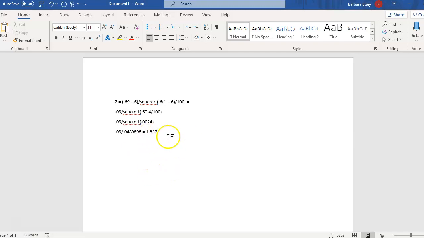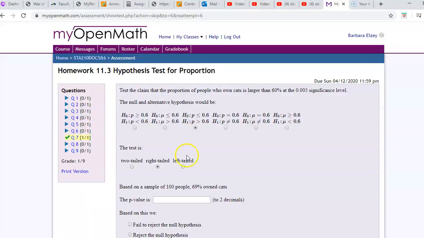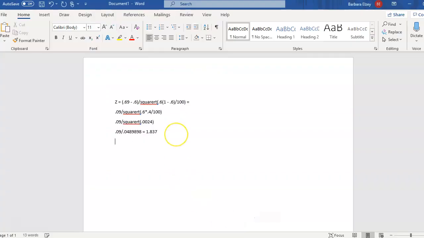Okay. Now that we've got that for Z, we're going to go ahead and look it up in Excel. Now let's remember that this was a right-tailed test. Remember from the problem that we had a greater than for our alternate, so it's right-tailed. And with a right-tailed test, we always subtract what we get out of Excel from 1 in order to get our p-value. So we'll have 1 minus whatever I get when I put 1.837 in Excel.